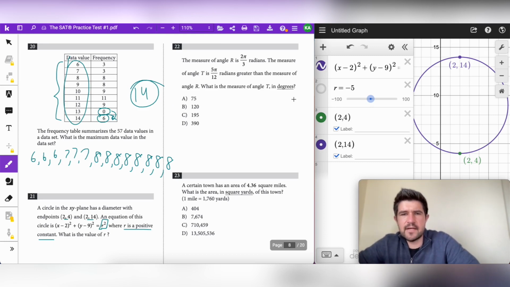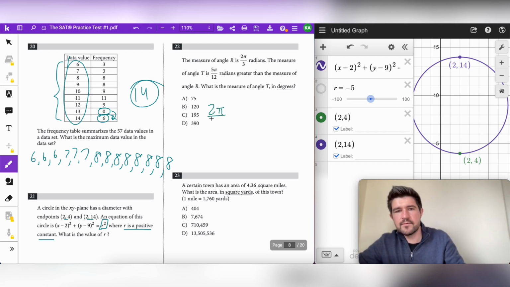We've got angle r is 2 pi over 3 radians. Angle t is 5 pi over 12 radians greater than angle r. And we want that angle's measure in degrees. So first we have to figure out what angle t is in radians, and then we have to convert it to degrees. So angle r is 2 pi over 3. Angle t is 5 pi over 12 greater than that. So we have to add those two together.